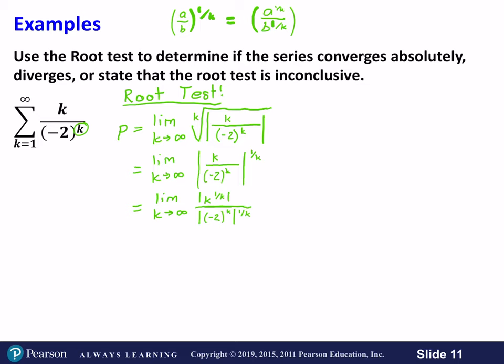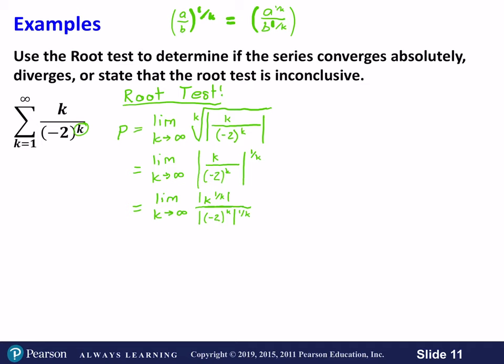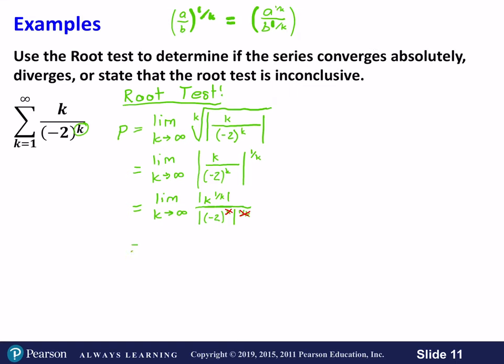All right, so what you will notice here is that the k power and the 1 over k power in the denominator actually cancel out. That just becomes 1. And we have absolute value of negative 2 on the bottom, which is just 2. All right, on the top, we can drop the absolute values because all the k's are positive.